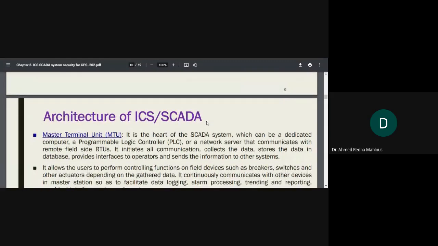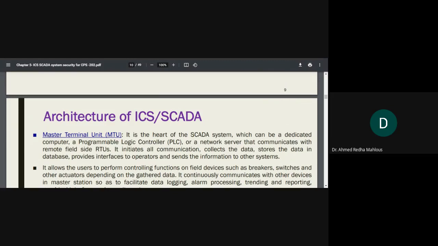ICS SCADA system. We looked last time at the different components and architecture of the ICS SCADA. We said that the ICS SCADA is the main thing that will control what is happening in the field. When you have sensors sensing and collecting data, they send that data to the controller. Those controllers will analyze data and send controls to do some action on the field. Everything is done at that ICS or SCADA system.